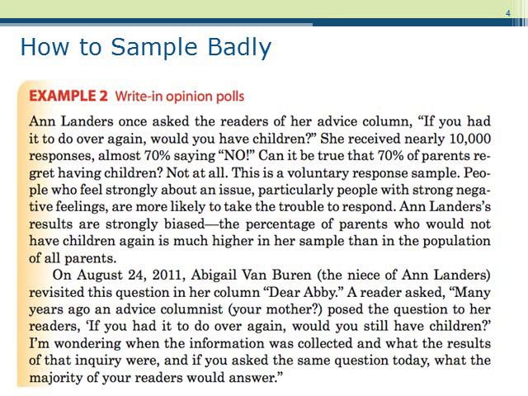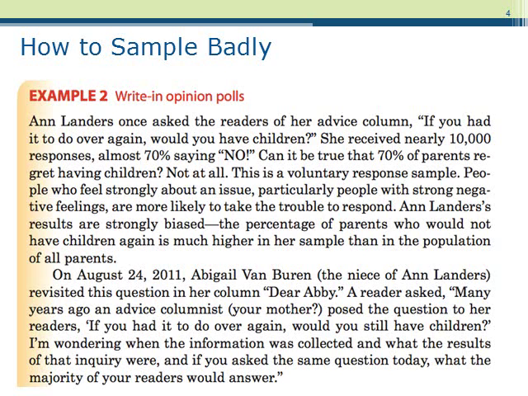Let's take a look at an example from your book. Ann Landers once asked the readers of her advice column, if you had to do it over again, would you have children? She received nearly 10,000 responses, with almost 70% saying no. Can it be true that 70% of parents regret having children? Now, in this case, it's unlikely because this is a voluntary response sample. People who feel strongly about an issue, particularly people with strong negative feelings, are more likely to take the trouble to respond. Ann Landers' results are strongly biased. The percentage of parents who would not have children again is much higher in her sample than in the population of all parents.